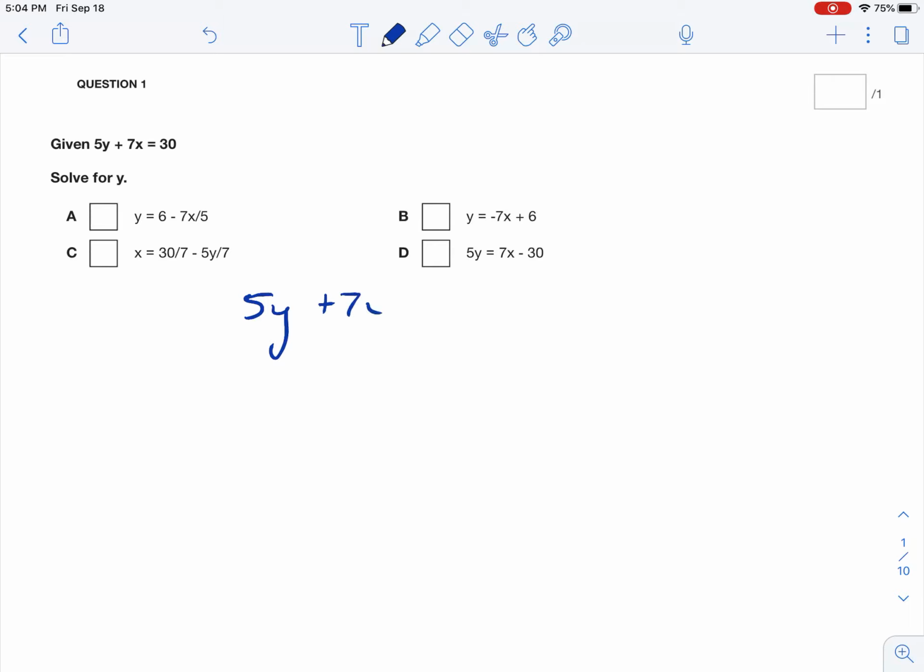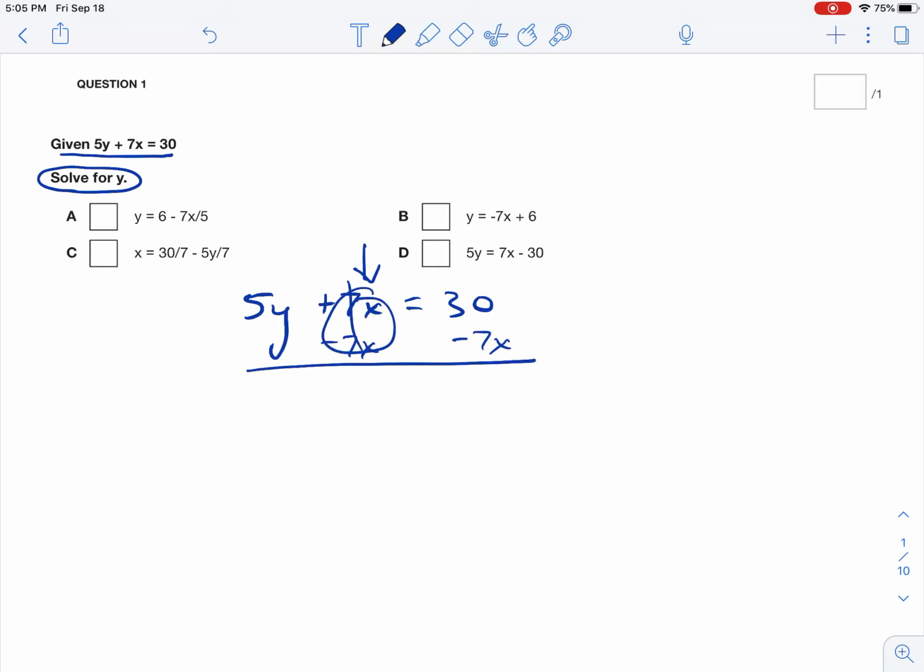I'm given this equation and I'm asked to solve for y. So, here we go. We need to get this to the other side. That needs to be removed, and we do that by, when it's plus 7x, the opposite of that action is subtracting. So I'm going to subtract 7x. This is 0. That's good news. It goes away. And so all I'm left with is 5y and this 30 minus 7x.